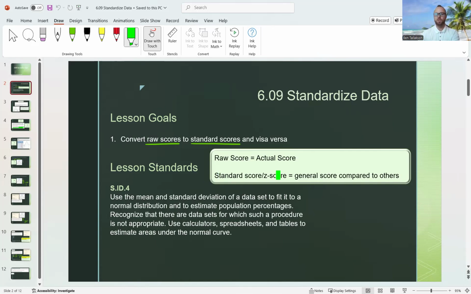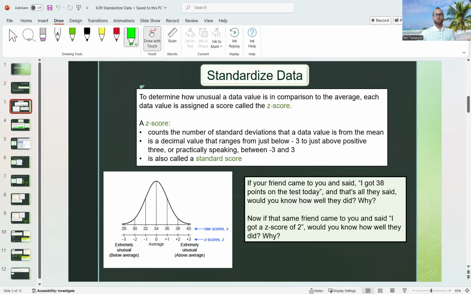Standard scores, which are also known as z-scores, are a little different. That is a general score that compares to others. So basically, it is a quick way to tell you and tell others, did you score average compared to others, or above or below average? So let's take a look at this diagram and a little more information here so you can really understand how z-scores work.